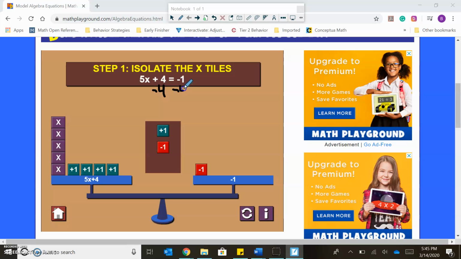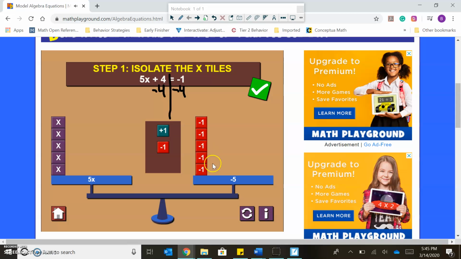Remember, whatever I do on the left, I have to do on the right as well. And to help me organize my materials, I'm going to draw a line down here. Now I'm going to do it with my tiles. 1, 2, 3, 4. Notice how we had negative 1 here, then we added 4 more negatives, making it negative 5. When we had positive 4 and we took away the 4, we no longer had any 4s left. So on the left side, we only have 5x.